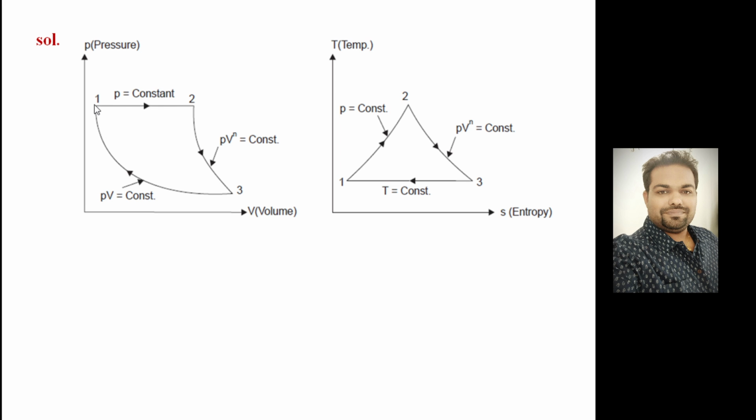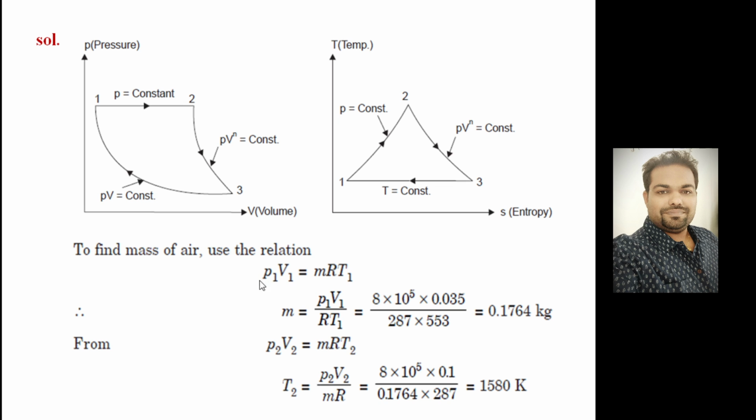Now draw the cycle. First is constant pressure expansion, polytropic expansion, then isothermal compression, which is completing the cycle. This is on the pressure versus volume diagram. If you draw it on temperature versus entropy, this is constant pressure followed by the polytropic, then isothermal compression, which completes this cycle. So this is the diagram showing the complete cycle. It has been asked what is the total heat added and what is the total heat rejected in the cycle, and cycle efficiency needs to be calculated. So process by process you need to solve this.